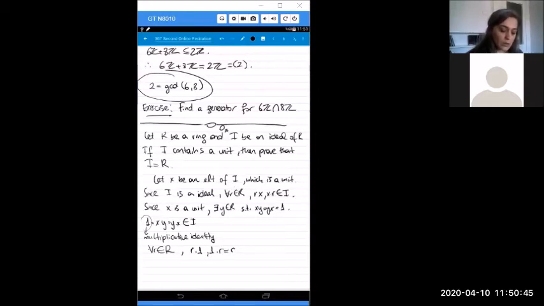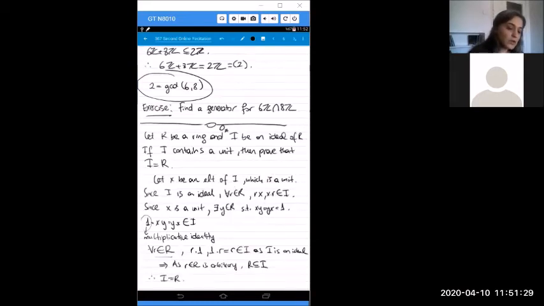Now by using the fact that the multiplicative identity is in I, by taking an arbitrary element r from R, r times 1 and 1 times r, which is equal to r, lies in I, as I is an ideal. Since r is arbitrary, the whole ring R is a subset of I. And we know that I is a subset of R, so I has to be equal to R.